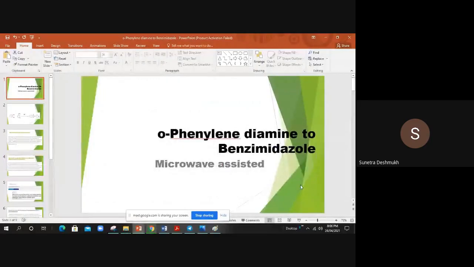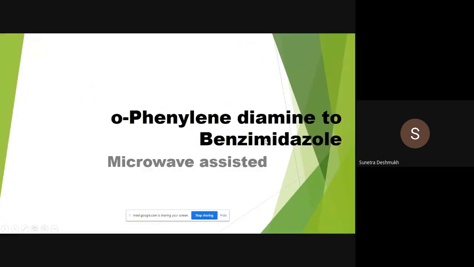Okay, in concern of our fourth semester practicals, we have one more practical, that means synthesis of benzimidazole from ortho-phenylene diamine. So we'll see today what is the procedure for the synthesis of benzimidazole from ortho-phenylene diamine. In this one, we will take this under microwave-assisted reaction conditions.